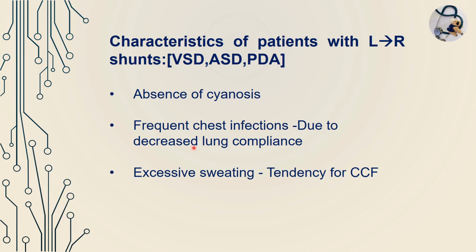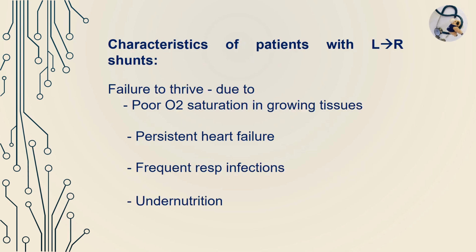These children suffer from frequent chest infections. They get repeatedly admitted with pneumonias. This occurs due to decreased lung compliance because of the heart disease. And these children have a high tendency to have congestive heart failure. So they have all the clinical features of heart failure, and a very prominent feature is excessive sweating. Another feature is failing to thrive, not gaining weight.